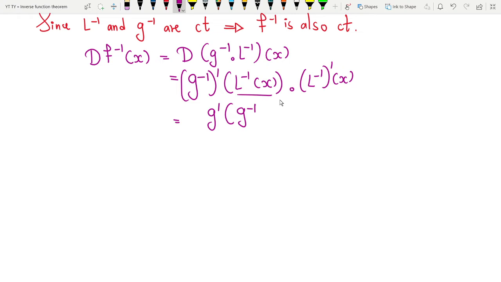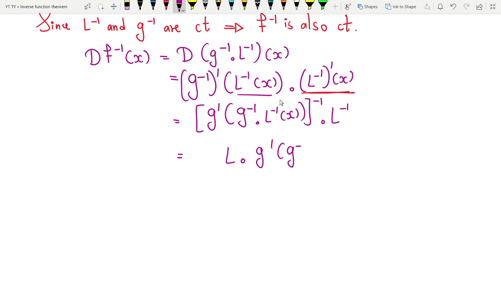Now what is the inside part? That is nothing but L inverse. So compose it L inverse of x, and whatever we get should be taken inverse. Now since L inverse is a linear transformation, the derivative is going to be itself. So it is nothing but L inverse only. Now it is B inverse A inverse, that is same as L composite G dash G inverse composite L inverse x, the whole derivative inverse, right? Very good. This part is also okay.